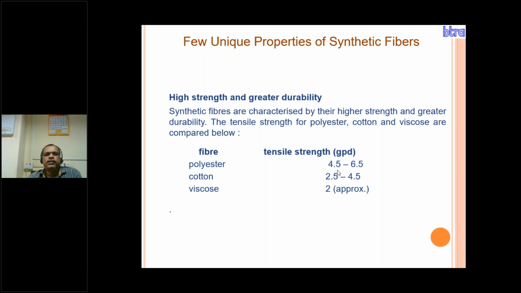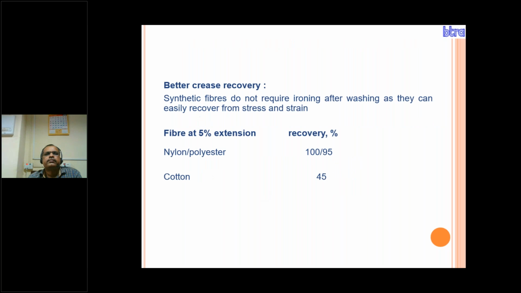The tensile strength of polyester is 4.5 to 6.5 GPD, grams per denier, which is a unit of tenacity or tensile strength. Cotton is 2.5 to 4.5, viscose 2. You can see that polyester has more strength than the natural fiber cotton and rayon.